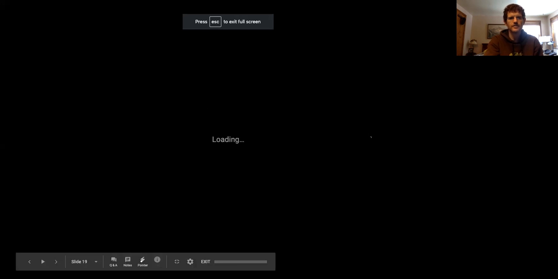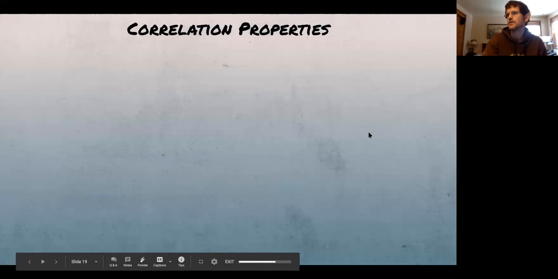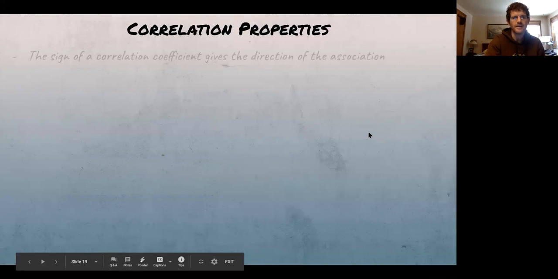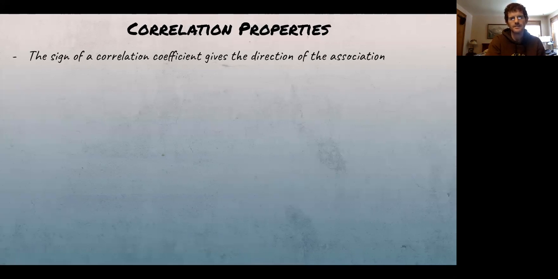This next slide comes straight from your textbook. It is correlation properties. I forget the page in your textbook it's on, but you can find it. It's a standalone thing. It's worth almost having this bookmarked in your book and having it available in your notes when you're doing any problems, because these are just things you need to keep in mind. So the sign gives the direction, we know that. The correlation is between -1 and 1.